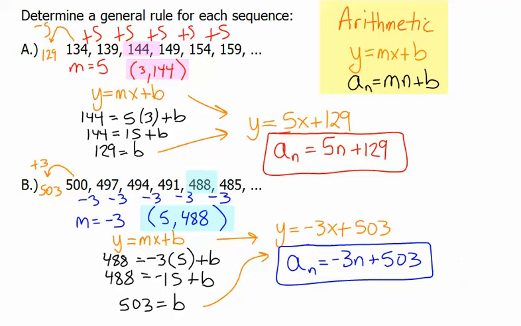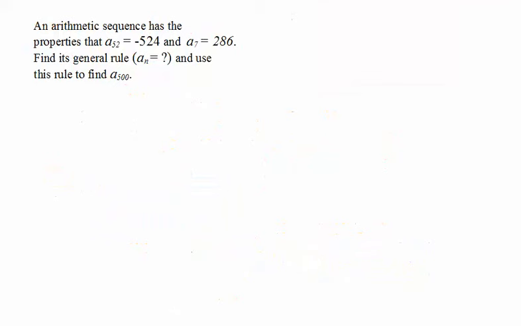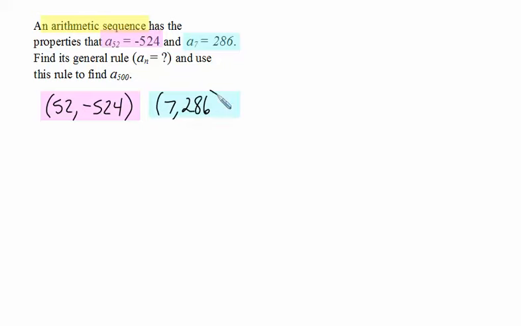Now there was one other twist on an arithmetic sequence, and that appears as a problem does right on your screen currently. To use this approach, we must know it's an arithmetic sequence, as is stated in the problem. Then, for each of the two numbers we are provided, we are going to write an ordered pair. So the first ordered pair would be 52, comma, negative 524. The second ordered pair would be 7, comma, 286. And we need to calculate the slope.